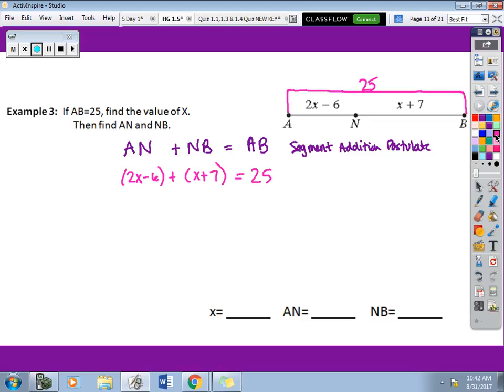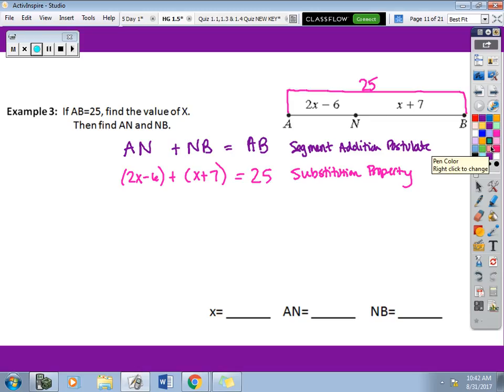Now, the reason we're allowed to go from this line to this line is we're substituting in. This was AN, so I'm substituting it in. So this would really be the substitution property. I know we say plug in, but really we substitute, and that's a property that we're allowed to use. And then you would just solve this, okay?